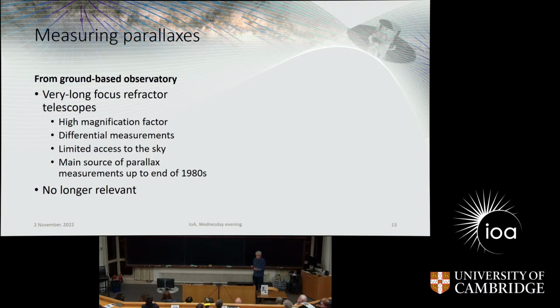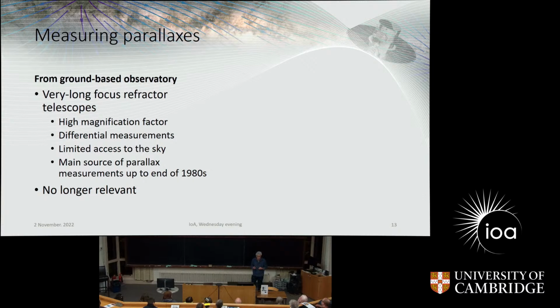The very long focus was needed to get a high magnification factor because you're trying to measure extremely small displacements. You're doing differential measurements. You're measuring relative to a sort of background of stars, which always gave a problem because also these background stars have got a parallax, and it's difficult to define exactly how much that is. You had limited access to the sky because you can't move your telescope from one part of the world to another part of the world, so you have only one hemisphere available to you. But it has been the main source of parallax measurements up to about the end of the 1980s.